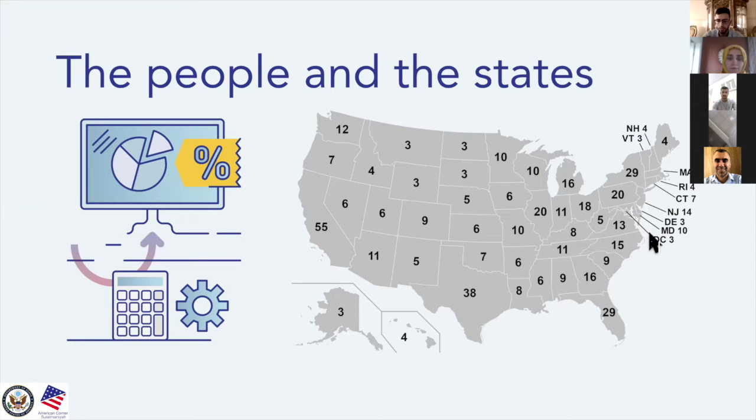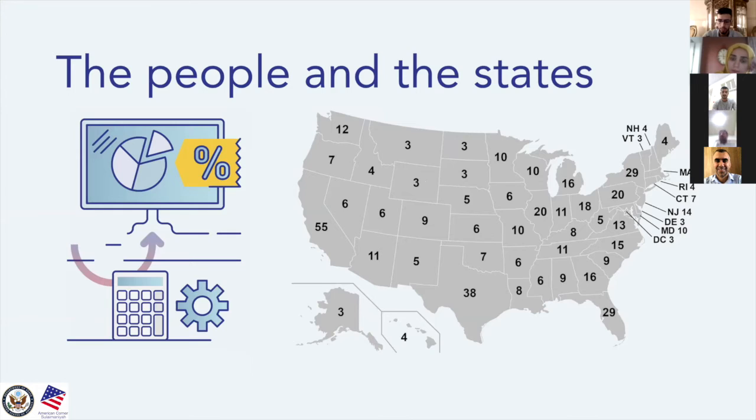But then you look around and you see these 3s and 4s, so lots of 3s and 4s over here, like Montana, North Dakota, South Dakota, Idaho. So these are states that don't have a lot of people in them, so they get fewer votes in the Electoral College.